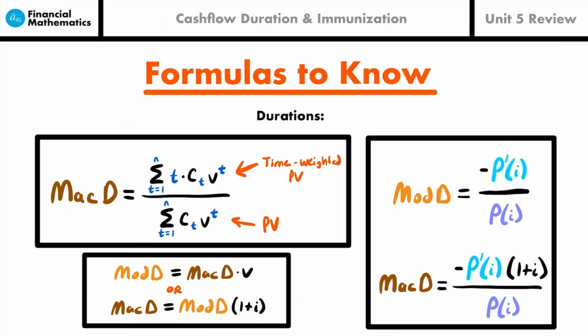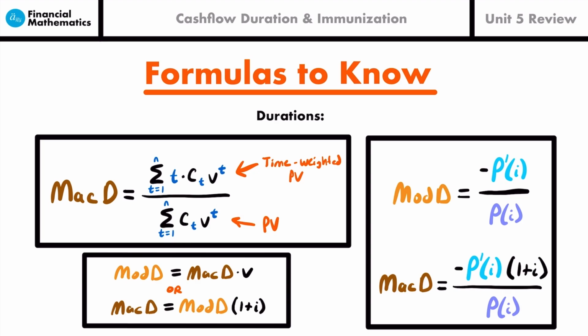Okay, so first up we're going to be looking at formulas related to durations. Remember that there are two different types of durations. There is a Macaulay duration and a modified duration, and the two types of durations are related to each other. We'll talk about that in a second, but they also have their own separate ways of being calculated. And so let's start with the Macaulay duration.